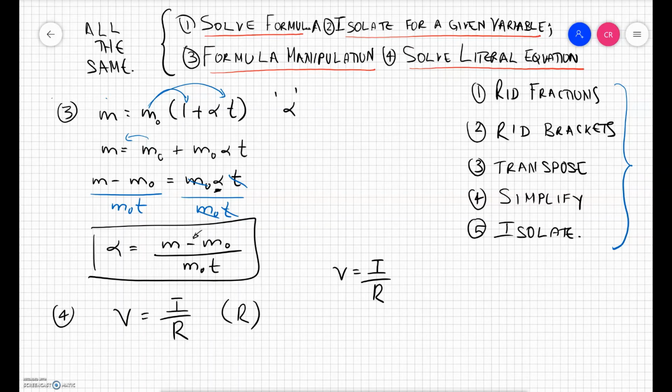Well, the first thing we have to do is to get rid of the fraction. So we multiply both sides by R. So the R goes here, and you're left with R times V equals I. But we're isolating for R, so we divide both sides by V to get rid of the V here. And of course, you're now left with just R equals I over V.